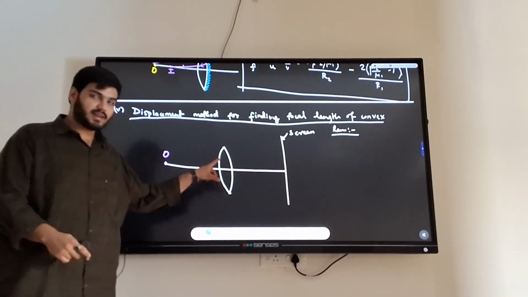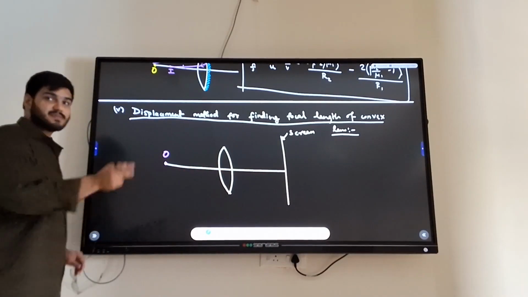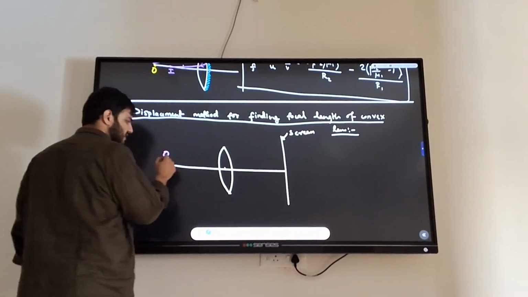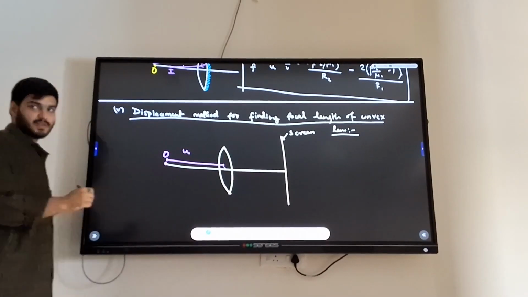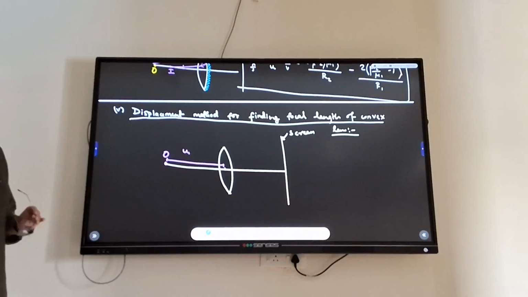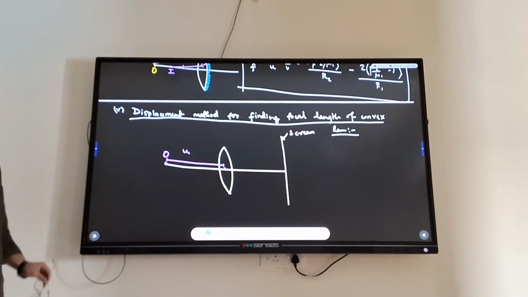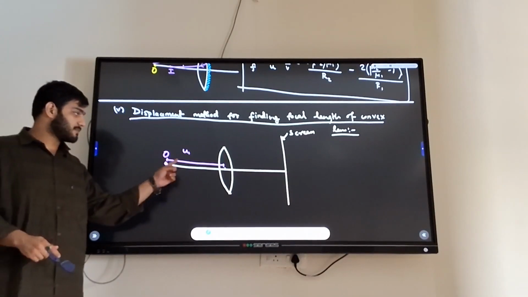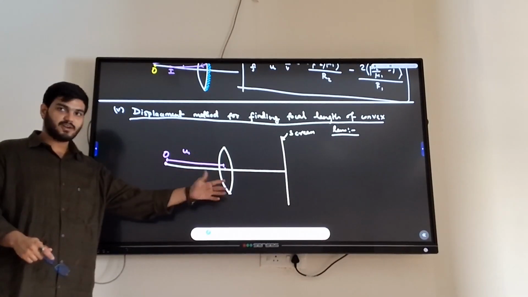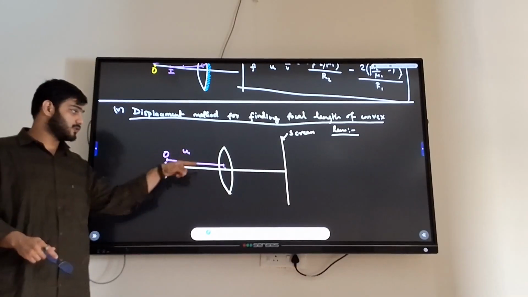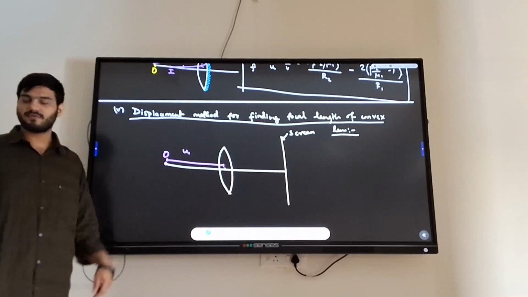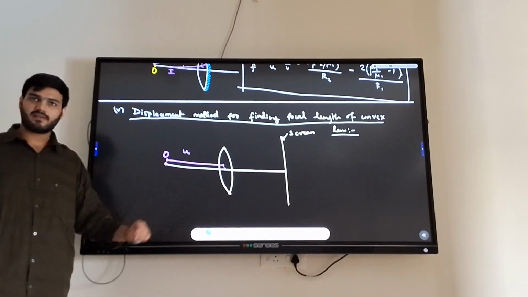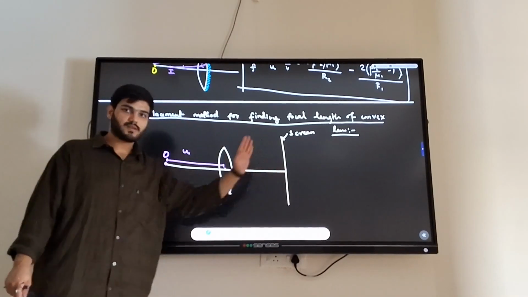You place your lens at some position with respect to O. What is this distance? The object distance, let me call it U1 for now. I am only going to talk about distances, with no sign convention for now. I can say the object is placed at minus U1 with respect to the lens, or that the lens is placed at U1 with respect to O. You will find an image on the screen.